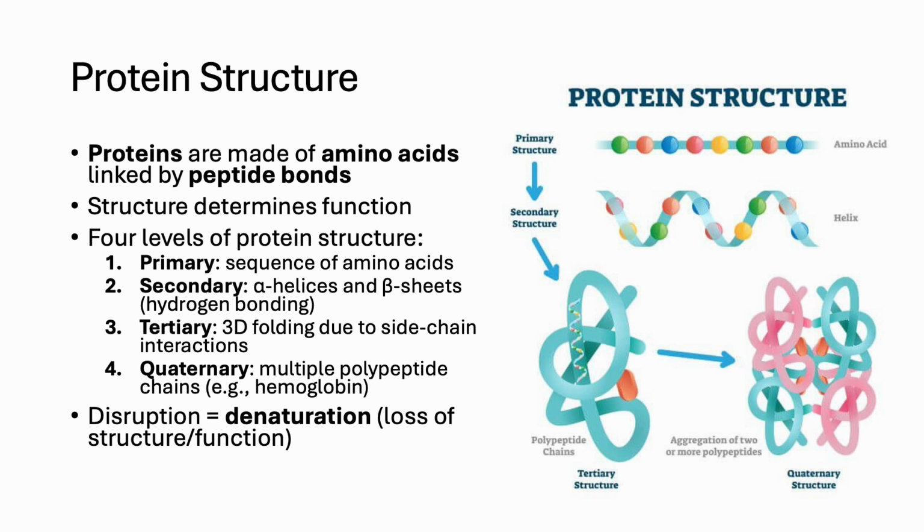Some proteins have quaternary structures, where multiple chains come together to form a functional unit, as in hemoglobin. If this structure is disrupted by changes in pH, temperature, or chemicals, the protein becomes denatured and loses its function. That's why maintaining homeostasis is so important for protein stability.